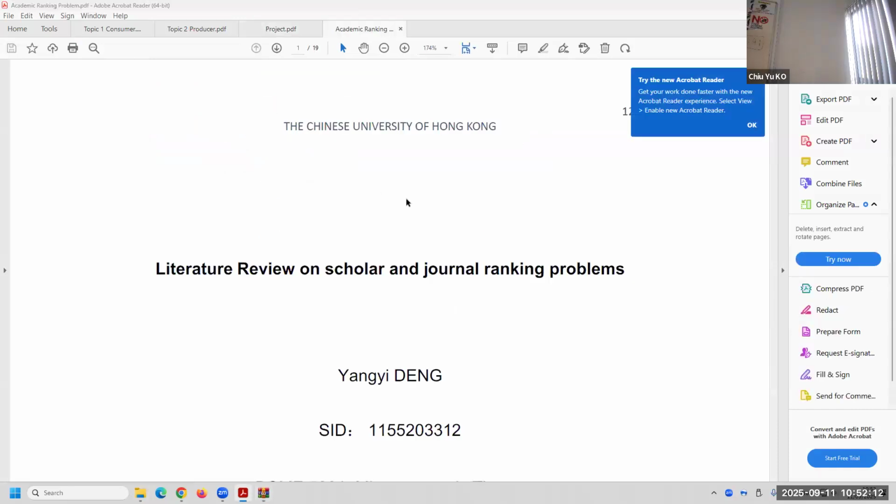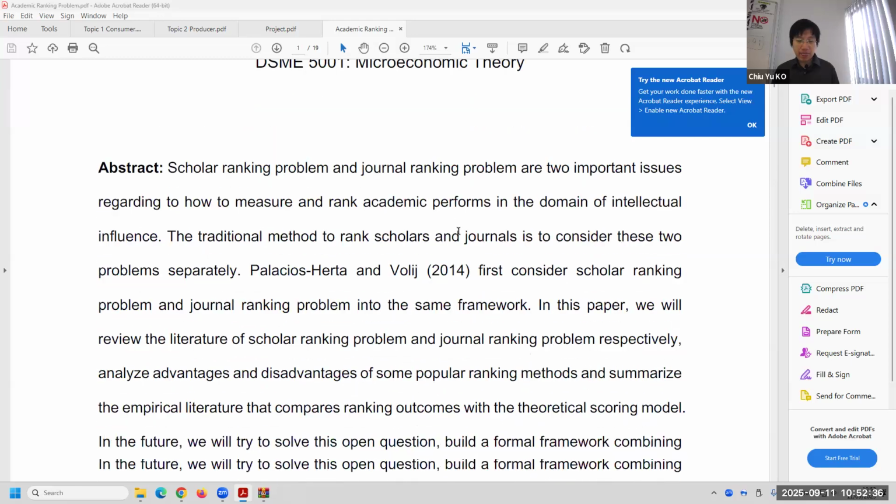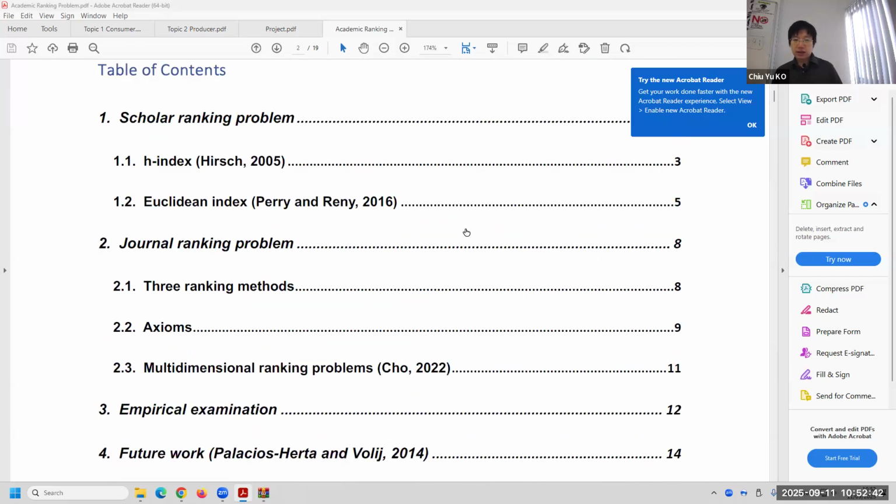This is work actually done by my student. She wrote a review on some theory papers, and she developed this paper in the second half of the semester. She wrote this last year, and this year she finished the paper, and she presented it at an international conference. The paper is about how to rank scholars and how to rank journals, and she summarized the literature and what remains to be done.